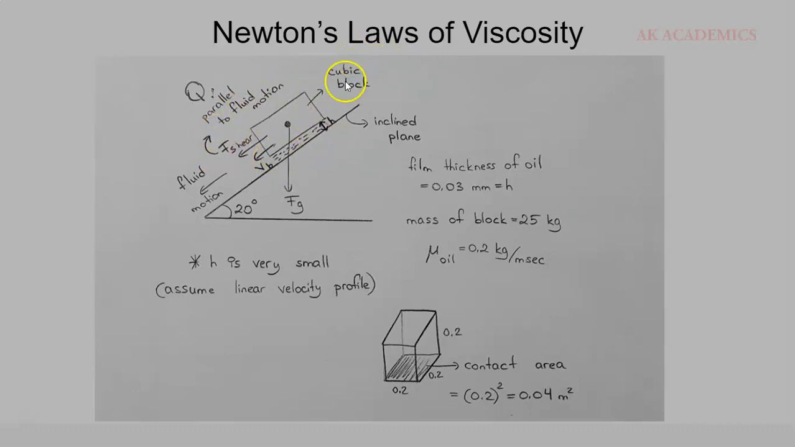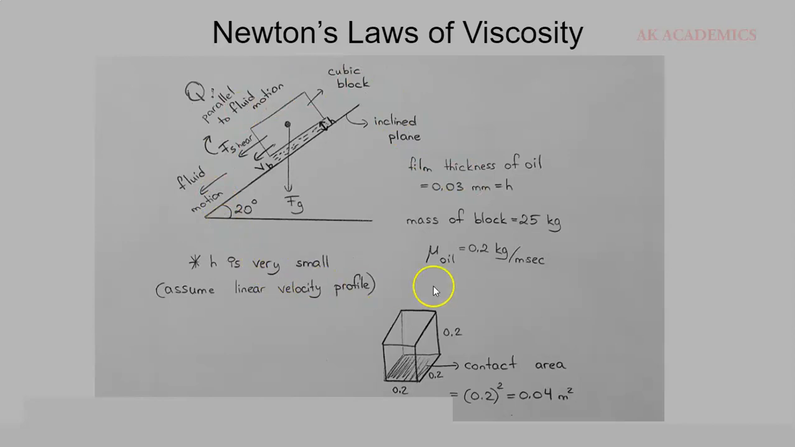From the question, it is given that the film thickness, the thickness of oil, is 0.03 millimeters, and that would represent our H. I'm actually reading the question out to you. Then the mass of the block is also given as 25 kilograms, and the viscosity of the oil is given as 0.2 kilograms per meter per second. Also, we have to pay attention to the fact that this value of H is small, so we're dealing with a linear velocity profile. That's what we're going to assume.